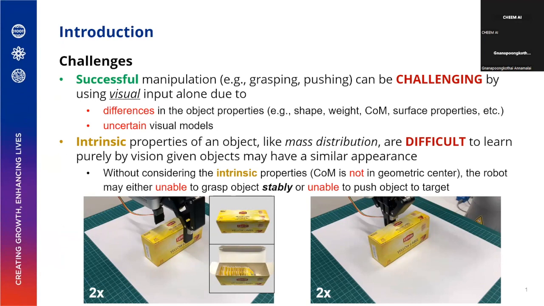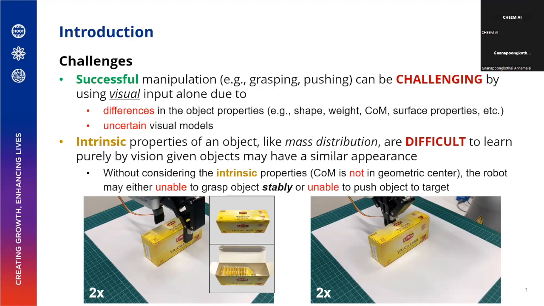Let's imagine we have two bottles, both transparent. One is plastic, one is glass. Using only vision, what can it do, right? So when we do a grasping, if we apply the wrong force on the plastic bottle, it may fail. So it's very important. And also we have uncertain visual models. We always have uncertainties in this kind of image processing or the models trained by vision only.